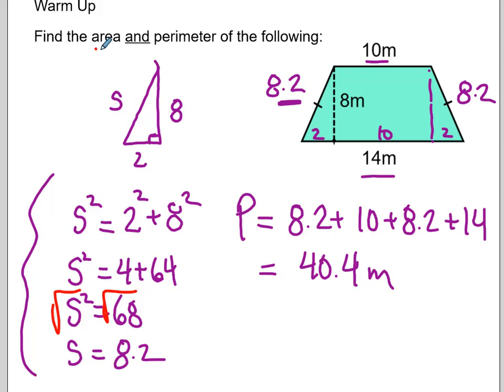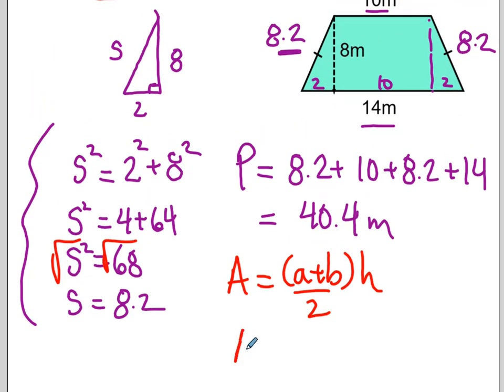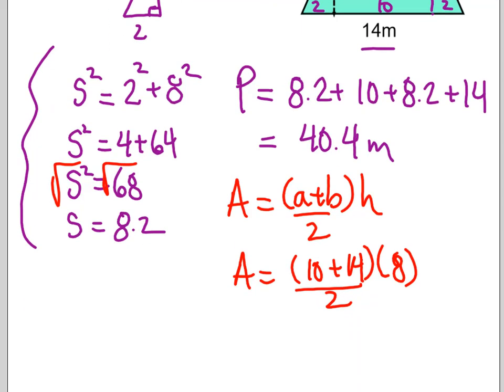And now let's go after the area. This is a trapezoid, and we have a nice little formula that saves us some time. And we happen to know all the dimensions, so that makes it really easy. Okay, so I have area equals 10 plus 14 all over 2 times 8. And so the area of this shape, 10 plus 14 is 24, divided by 2 is 12. 12 times 8 is 96. So this would be 96 meters squared. Cool. Okay, so there's your warm-up.